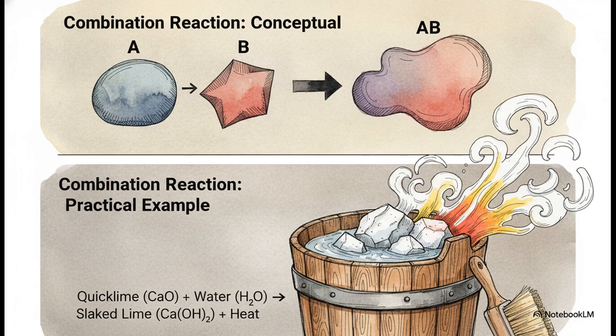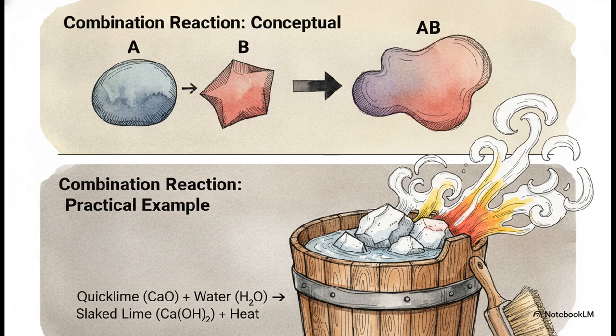A plus B becomes AB. Two things literally combine into one. A fantastic real-world example of this is the slaking of lime. When you vigorously mix solid quicklime, that's calcium oxide, with water, they combine to form calcium hydroxide, or slaked lime.